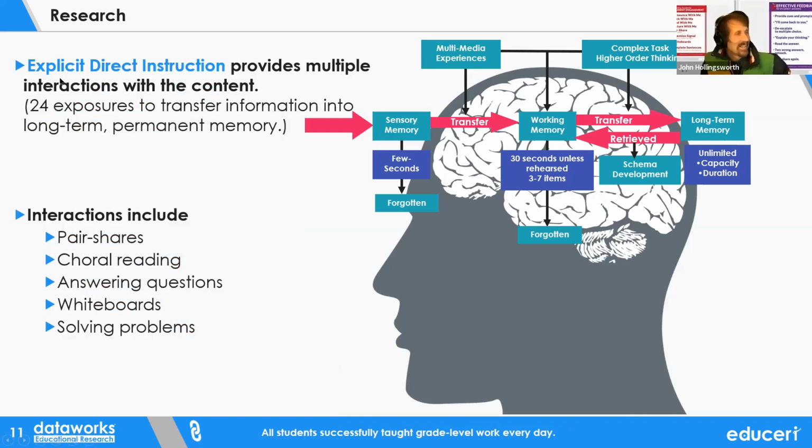All right, let's all read the first one. Explicit direct instruction provides multiple interactions with the content. And let's read the next part: 24 exposures to transfer information into long-term permanent memory. Why don't you put a little circle around that? 24 exposures. Now, let's think where we can get that. If you're doing math facts, 6 times 8 is 48. Say it 3 times. Say it to your partner 3 times. Write it on your whiteboard 2 times. Read it to your partner twice. For facts, it's more like chanting.